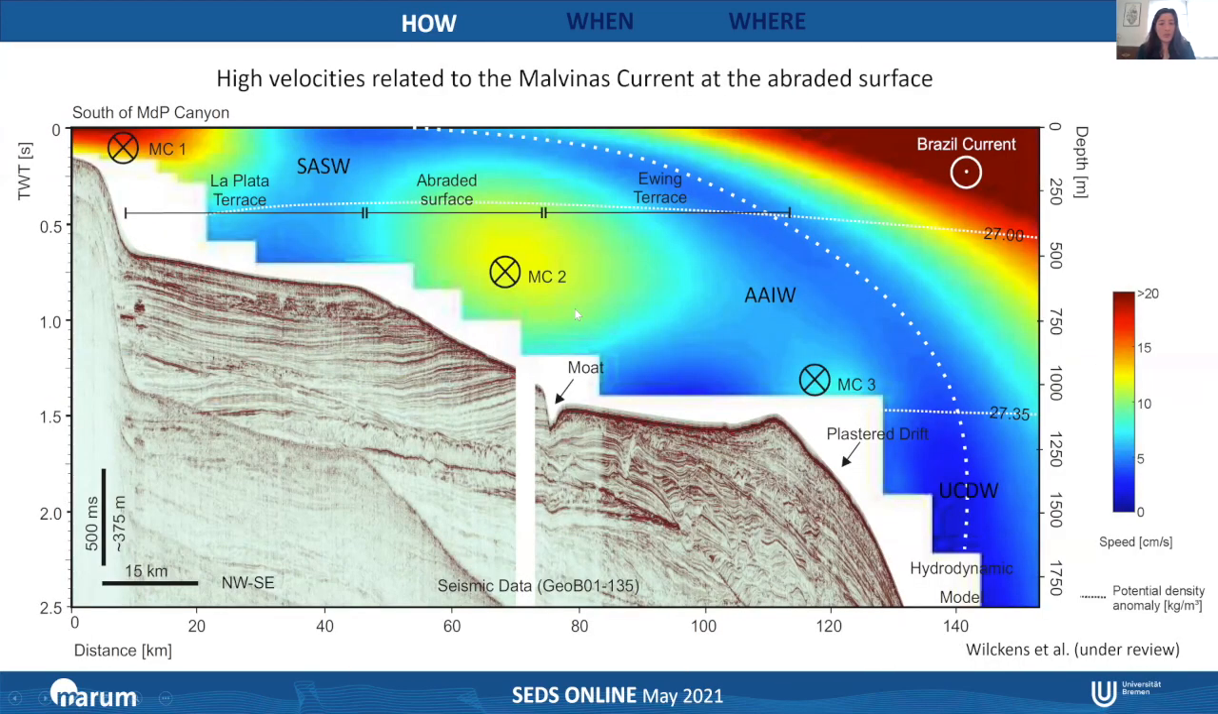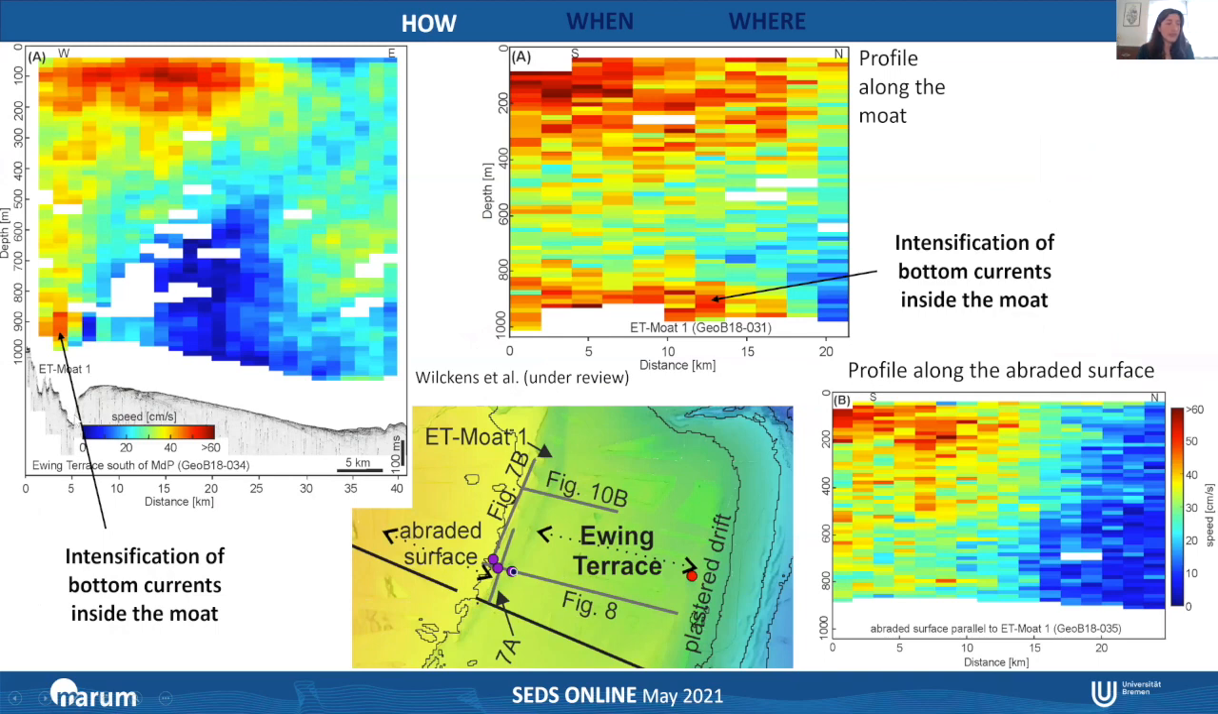Now I'm going to show you some ADCP measurements we have from the area here where we have a moat. This is the moat and a small separated mounded drift. So in here you can see the speed measured with the ADCP data. And you can see that near the surface, there is a maximum of velocity and then it decreases. But then near the moat, near the seafloor, there is an intensification of the current. So we have, again, high currents here. This is not something local.